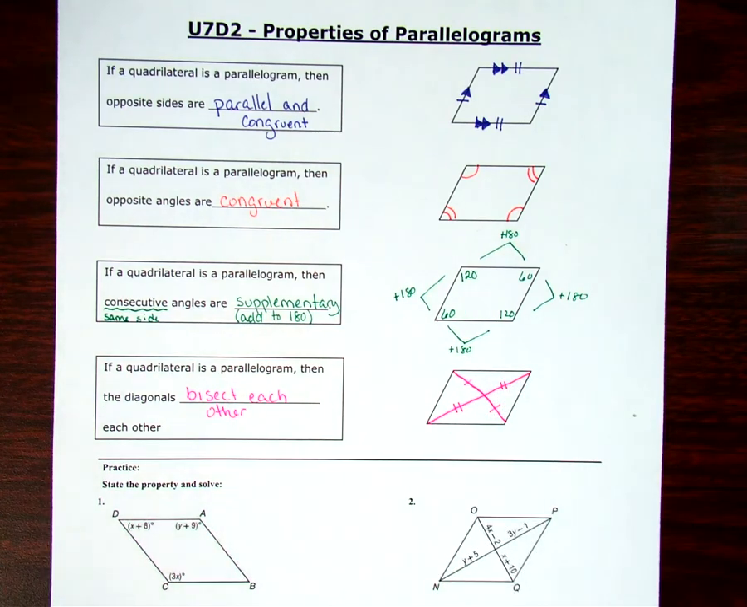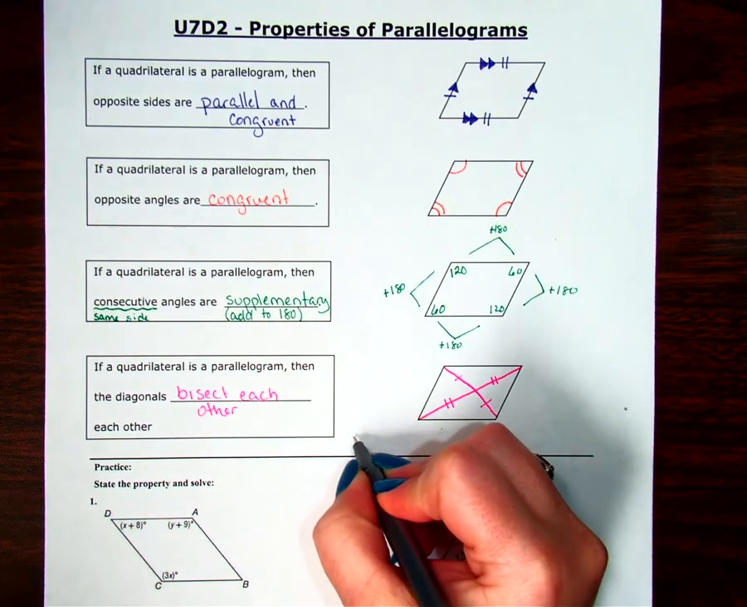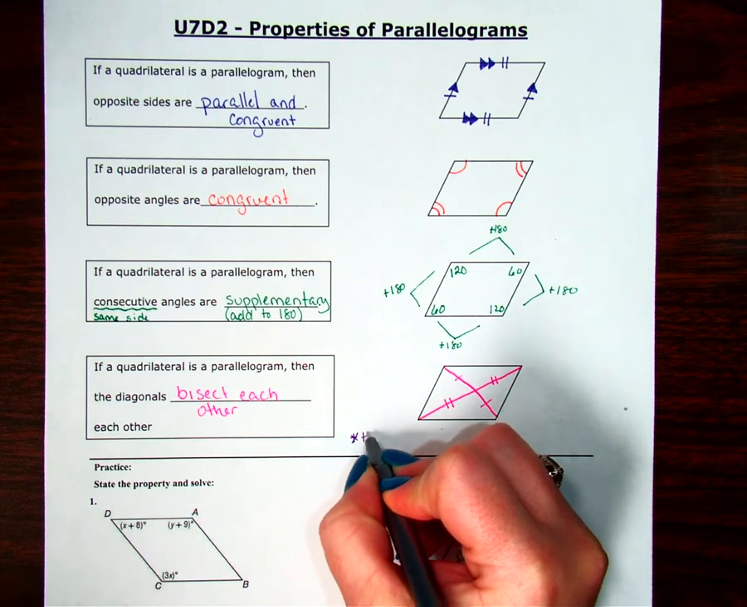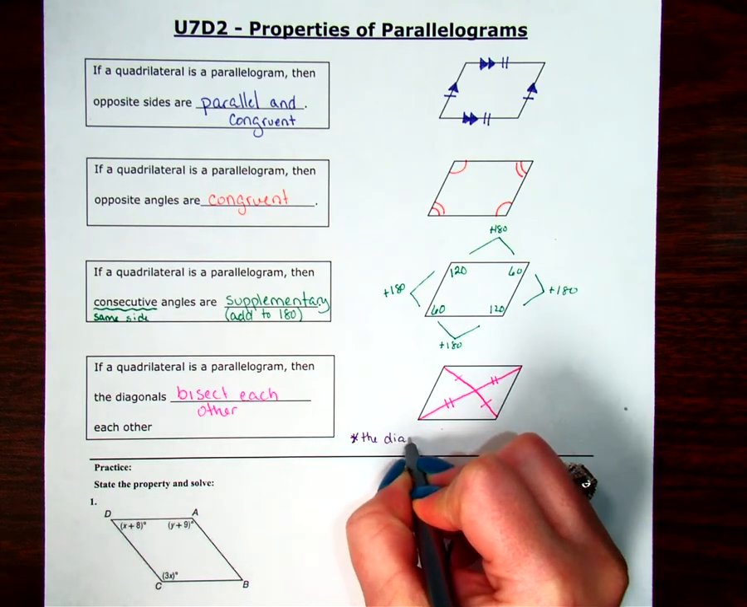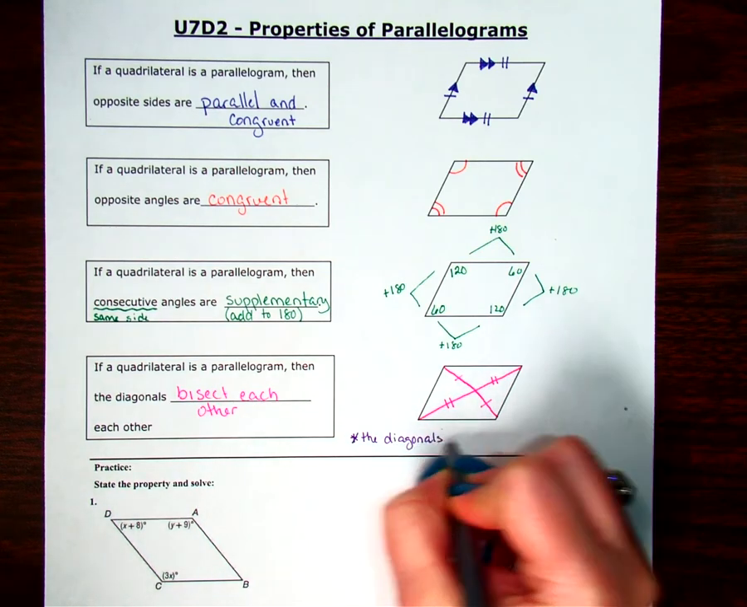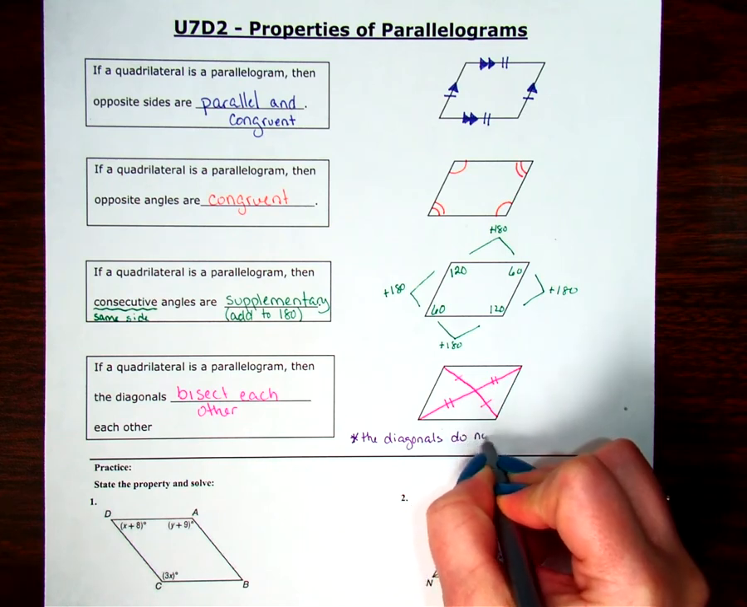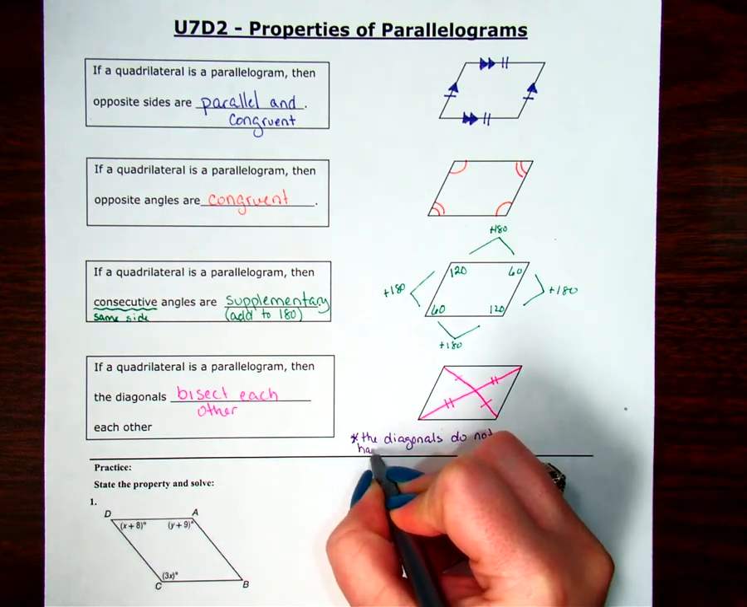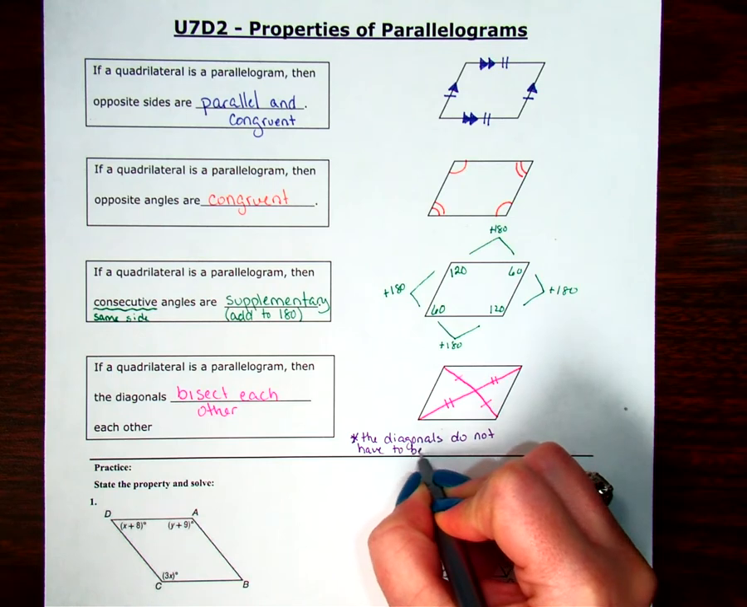Okay, so it's important to note that not necessarily your diagonals will be equal to each other, but the diagonals will each be divided into congruent pieces. So that's important to note. The diagonals do not have to be equal.